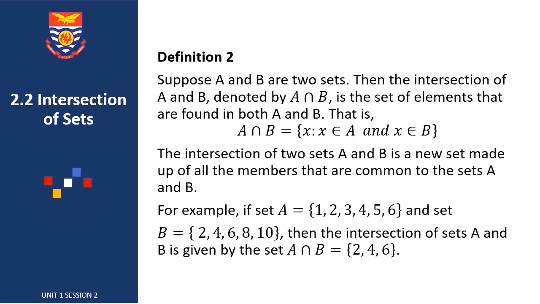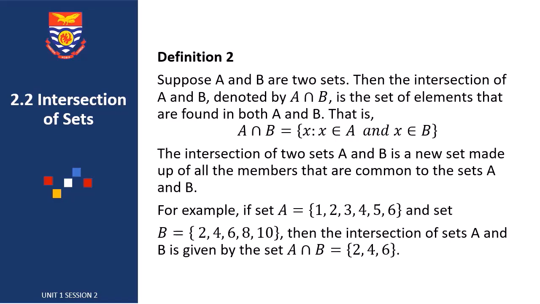That is, A intersection B is equal to X, such that X is a member of A and X is a member of B. So what this means is that you have to look for elements that are common to the given sets, and those elements form what we call the intersection.